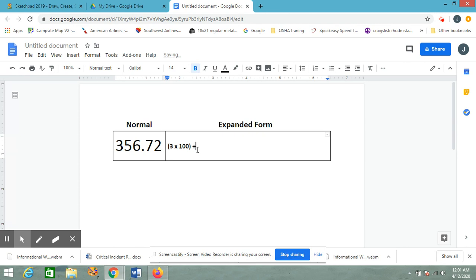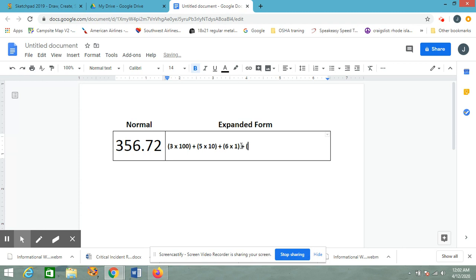So now let's add the next place value. So then we go to tens. How many tens do I have? I have five. So always put the amount you have first. I have five tens. And we keep adding. How many ones do I have? Always put the amount first. I have six. Six ones.